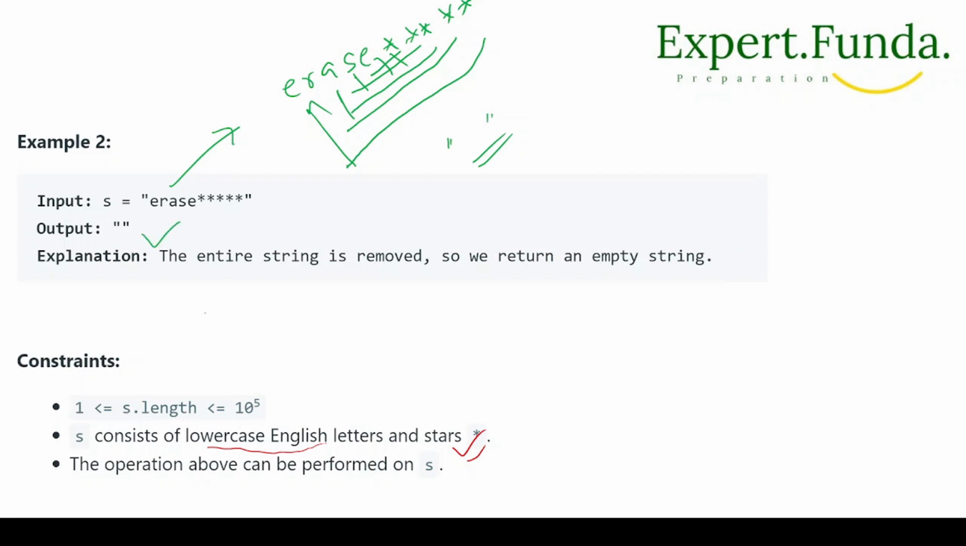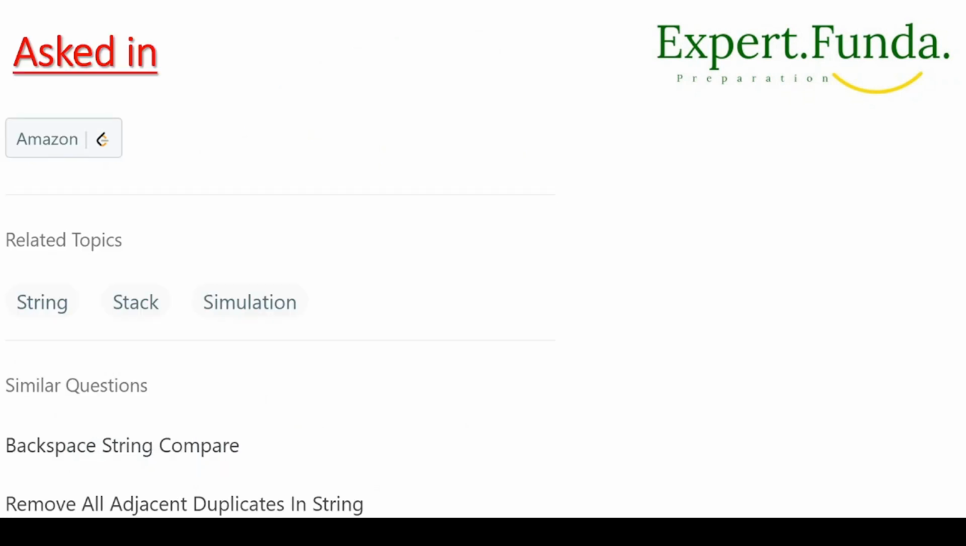After this we will have an empty string. This is the constraint we have been given, right? And it is very important to understand that all the string characters will be lowercase English letters, and there will be stars, so the operation can be performed on the string.